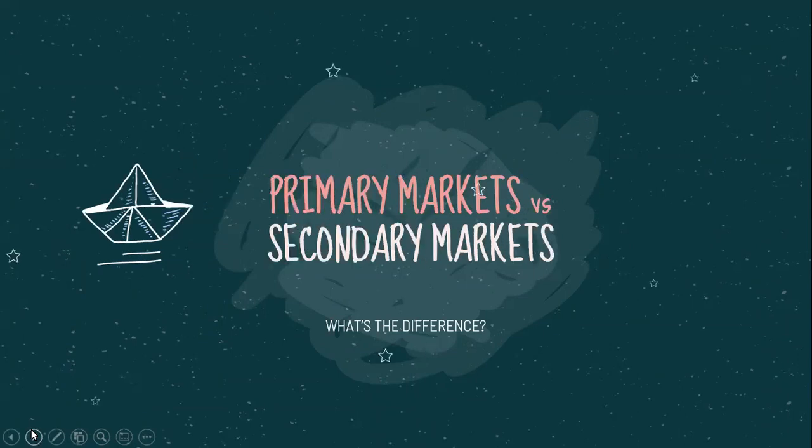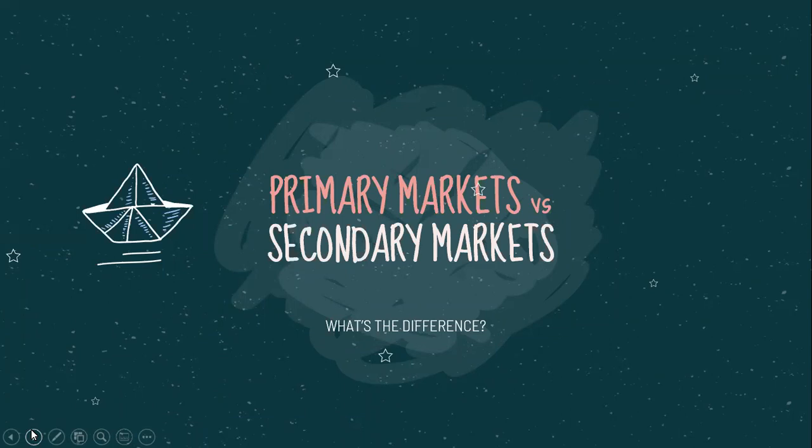Next is primary versus secondary market. So the primary market is where securities are created. IPO is an example of the primary market, while the secondary market is commonly referred to as the stock market.